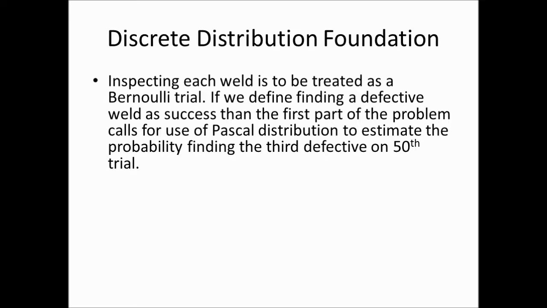Then the first part of the problem calls for use of Pascal distribution, because you want to estimate the probability of finding the third defective weld on the 50th trial. The person has to walk 5,000 feet. So on the 5,000 feet, that means on the 50th joint, if it happens to be the third defective, he stops there.